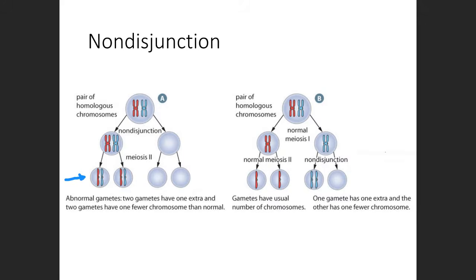Non-disjunction occurring in the first meiotic division really ruins all the cells. We end up having 2 cells that are n+1 and 2 cells that are n-1. But if non-disjunction occurs in the second meiotic division, 50% of the cells are expected to be normal.